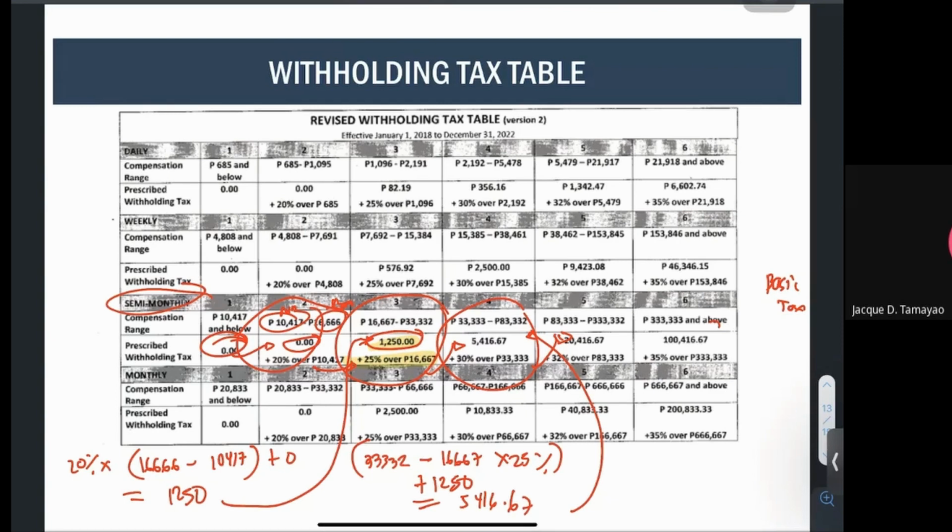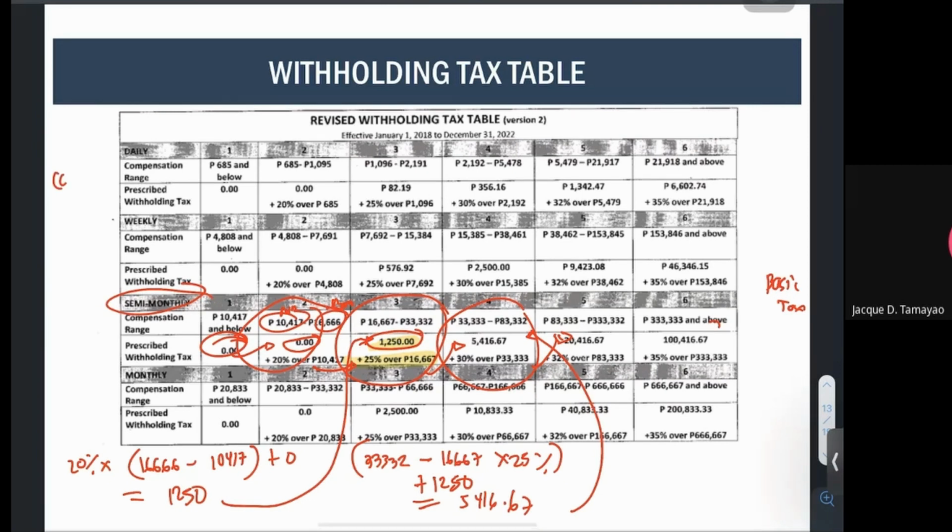Later, I will teach you in your income taxation. We will still be together in your income taxation. So we will try to compute these amounts. And we will further discuss this withholding tax table. I just want you to get the idea on how we get the withholding tax.